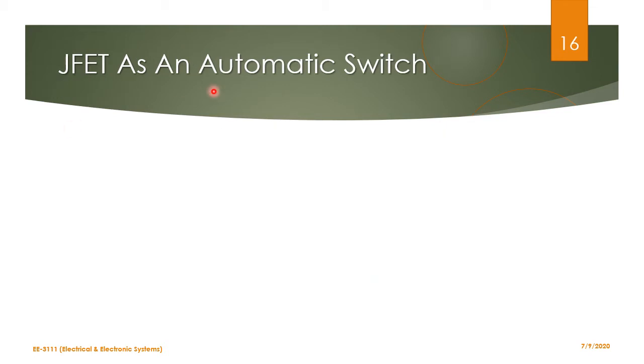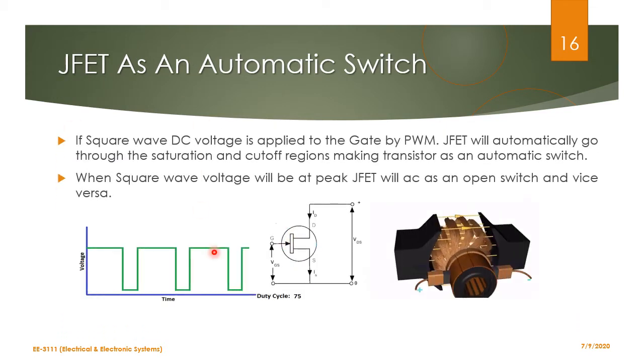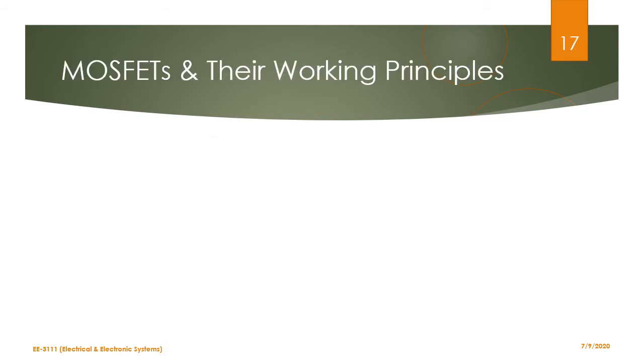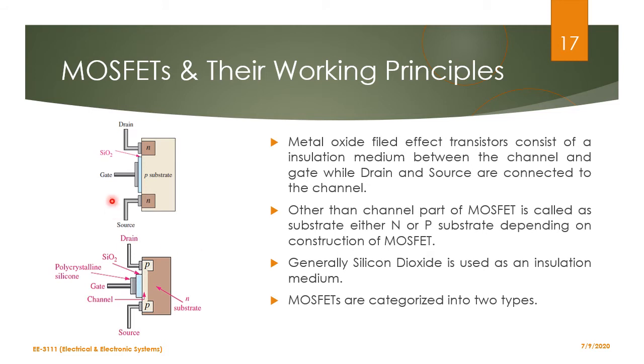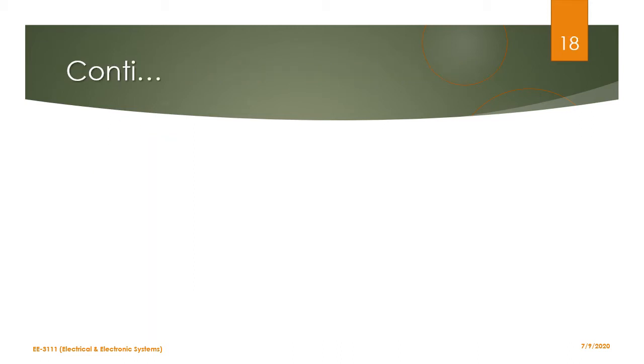JFET as an automatic switch. By using PWM at the gate side, we can use it as an automatic switch, which will allow the DC motor to remain on and off according to the required cycles automatically. MOSFETs and their working. These are transistors in which the channel is separated from the gate with an insulation medium. These are of two types.